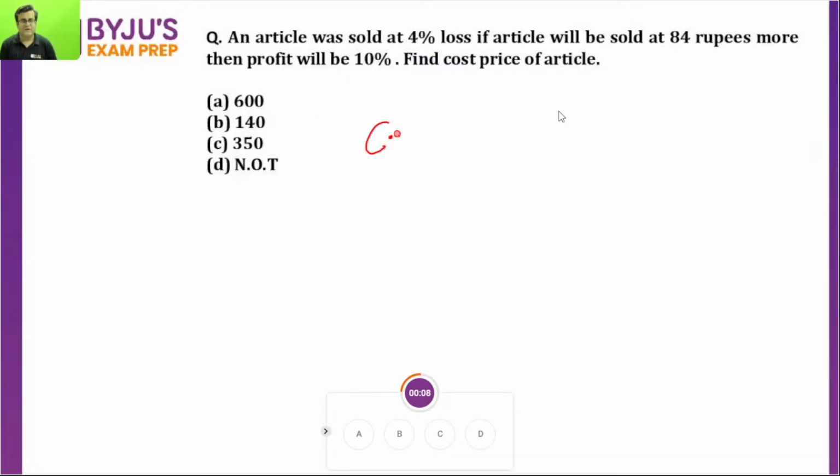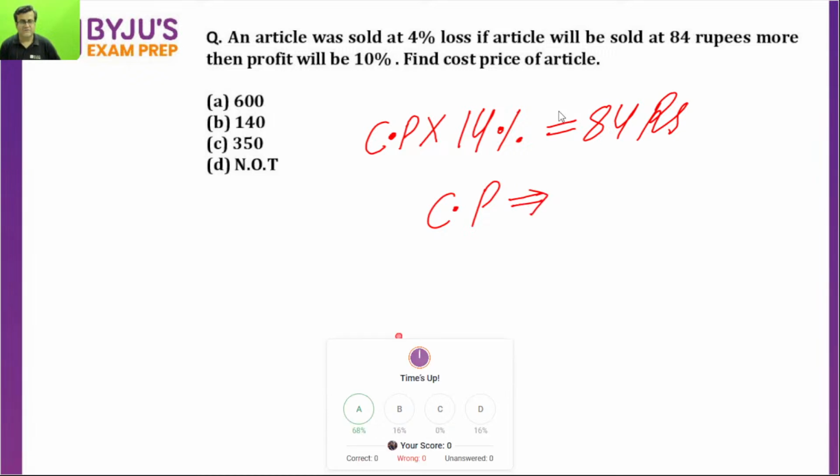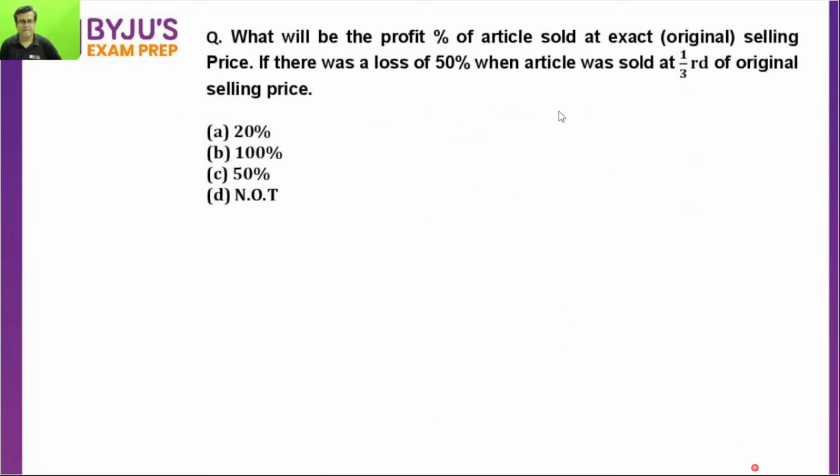Whether profit or loss, it is always on cost. The gap of 14% will give you 84 rupees. 14% gap is 84. 14 times 6 is 84. So 600 is the cost. Come to this one now.